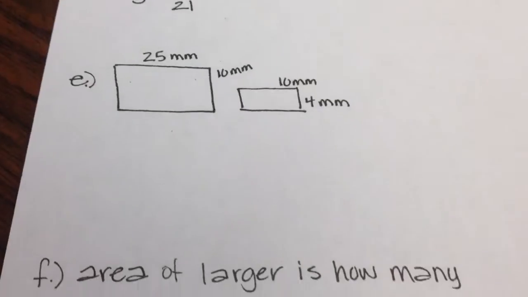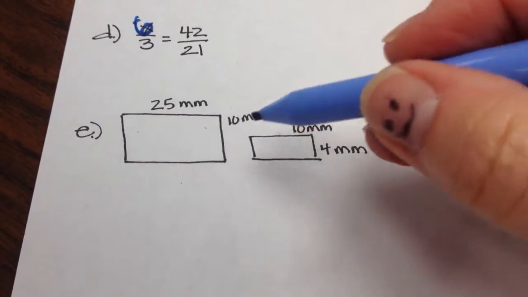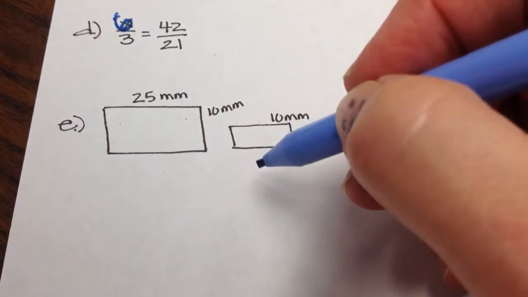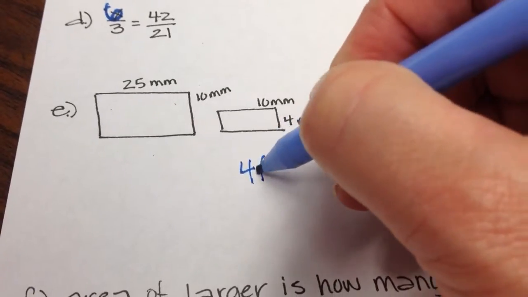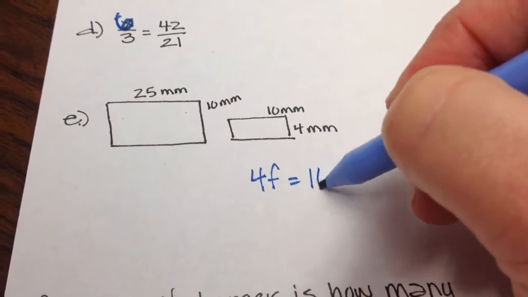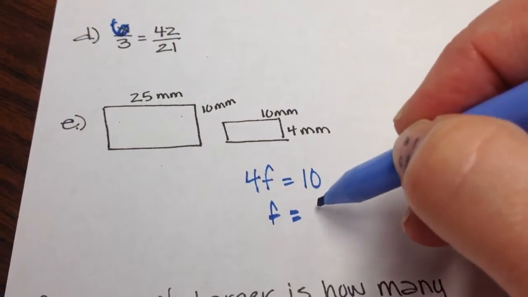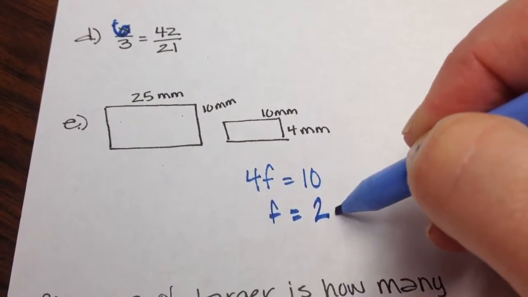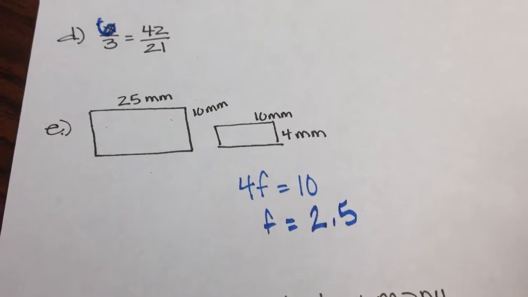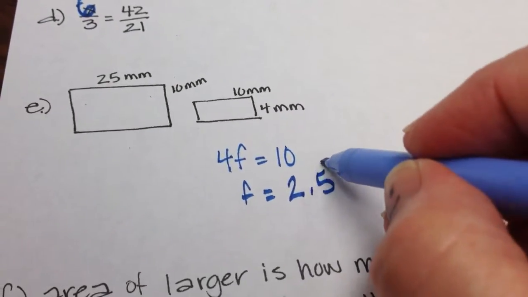All right, we have 2 rectangles that are similar. Calculate the scale factor from the smaller to the larger. So I'm going to take coordinating sides. So I'm going to take 4 and 10. This is 10. So I'm going to say 4 times a factor F equals 10. So F will equal what? Well, 4 can go in there 2 times, 2.5. So it would be 2.5.